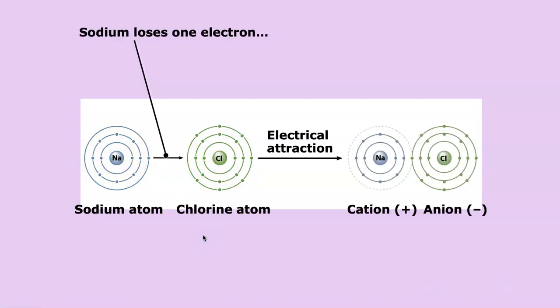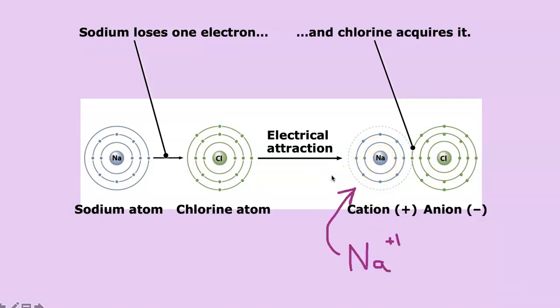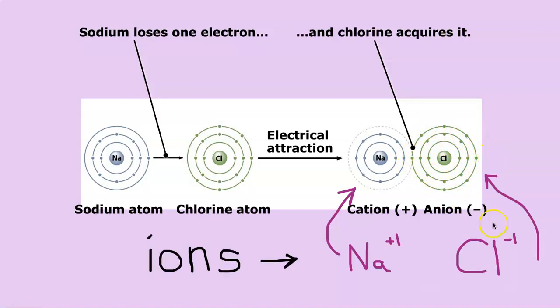The electron is transferred from sodium to chlorine, and as a result, sodium now has 1 missing electron compared to its number of protons, so it actually has a positive charge. It has 11 protons and 10 electrons. And this is how we write that: Na+. Chlorine has an extra negative charge, so the 17 protons are matching with 18 electrons, and it gives it a net -1 charge, and we write it like that: Cl-. These are ions, atoms that have a charge.